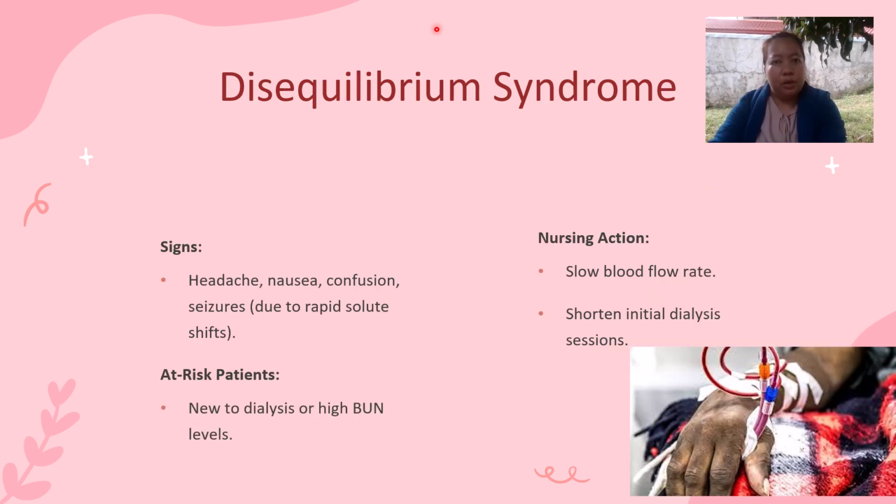Next is what we call disequilibrium syndrome. The signs are headache, nausea, confusion, and seizures due to rapid solute shifts. The at-risk patients are those who are new to dialysis or have high BUN levels. The nurse will intervene by slowing the blood flow rate and, as advised by the doctor, shortening the initial dialysis sessions.